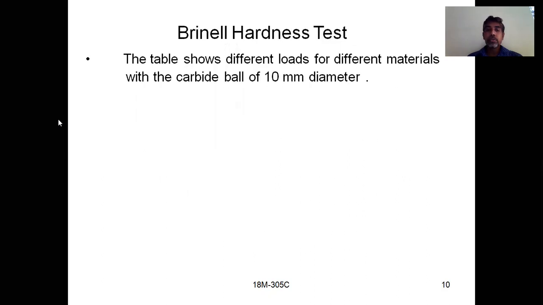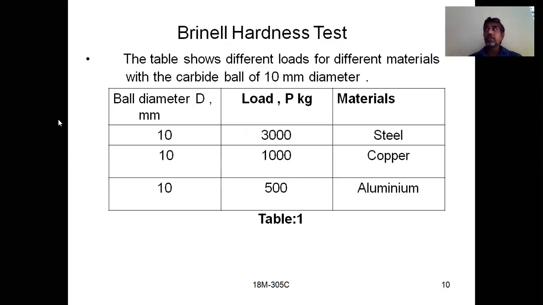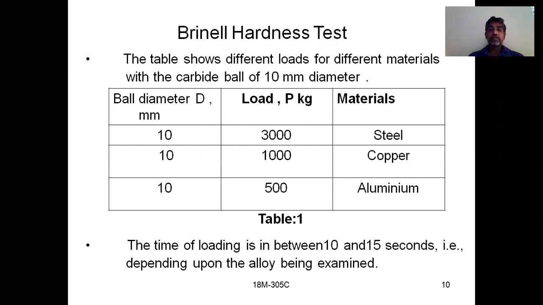Here we have different P values. Load P is equal to 3000 kg for steel, 1000 kg for copper and 500 kg for aluminum, by fixing a ball diameter of 10 mm. From the 10 mm ball diameter, you find out these different loads for different materials.